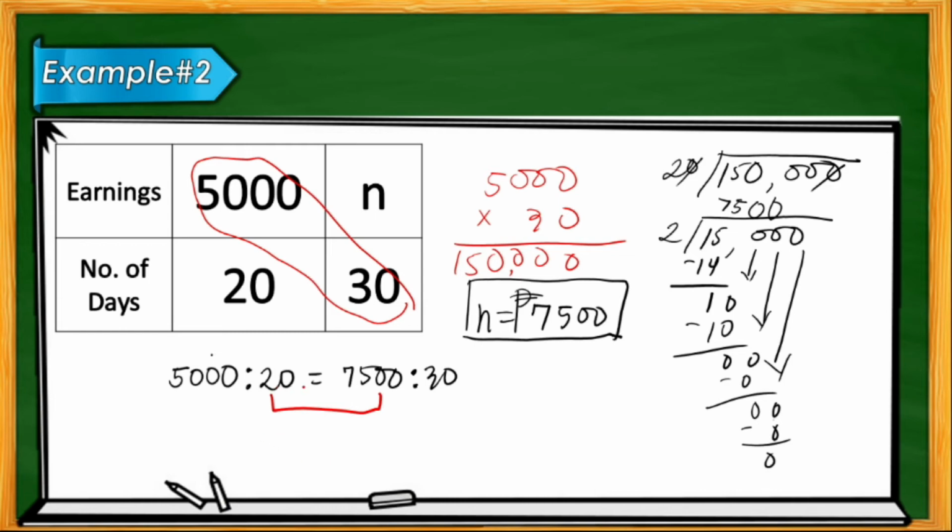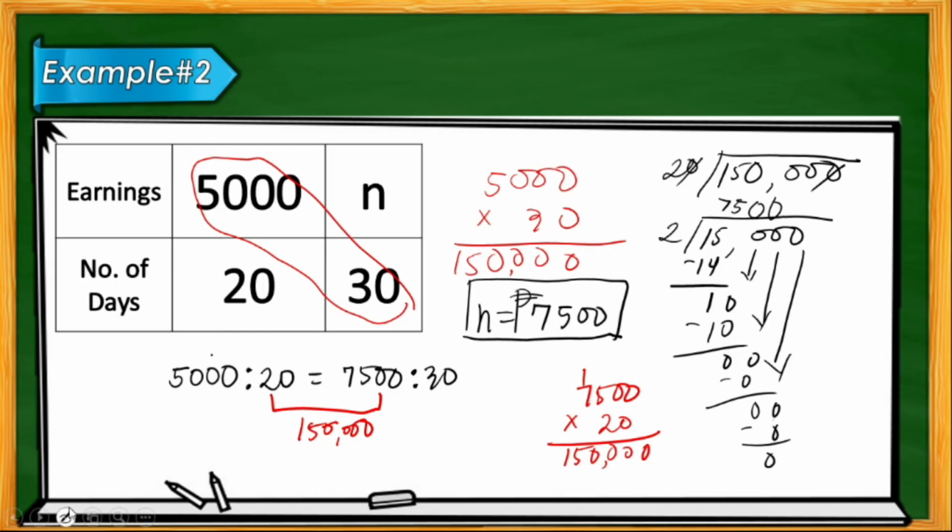So 20 multiplied by 7,500. So let's multiply 7,500 multiplied by 20. So again, count the number of 0s, 1, 2, 3. Then 75, 2 times 5, the answer is 10. Regroup 1, 2 times 7, the answer is 14 plus 1 is 15. So this would be the answer, 150,000. This would be for the means.